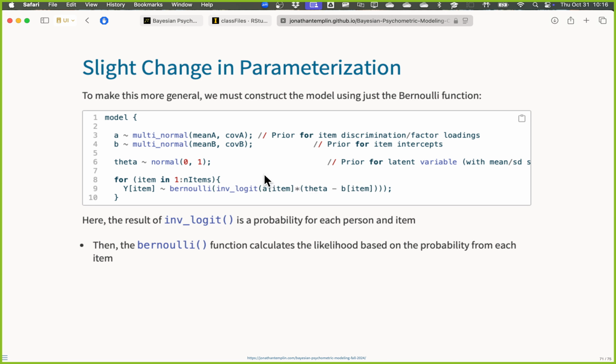But the key in your mind is that now this term inside the inverse logit is a probability. So anytime you need to work with a probability or modify a probability because your model has changed a bit, you can do so and just use inverse logit. And I'm going to show you that in the 3-parameter model in a few slides here.